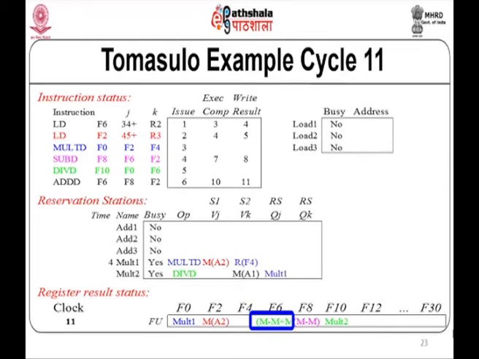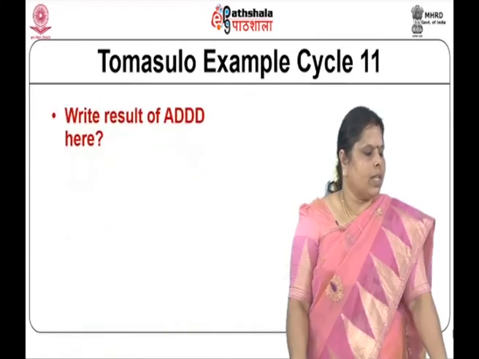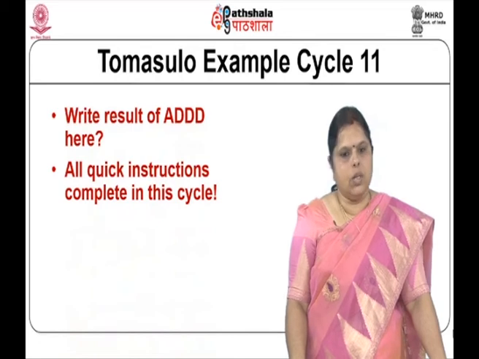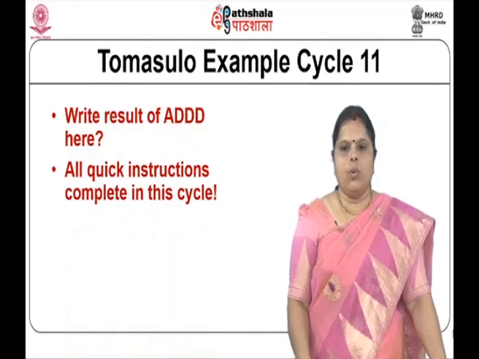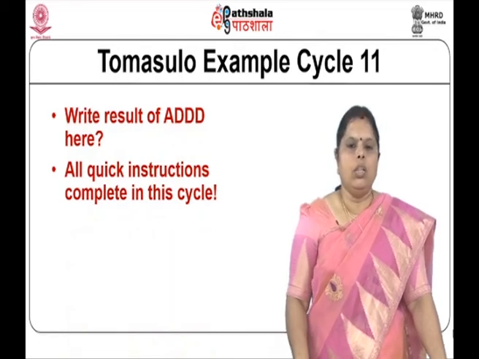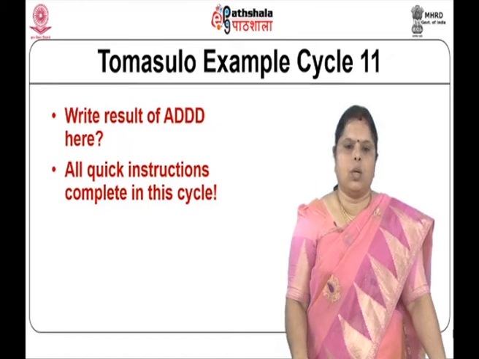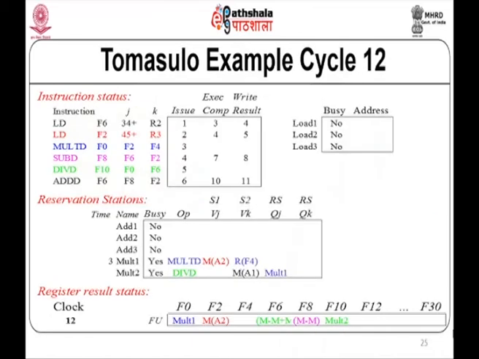The instructions that are still pending are the multiply instruction, because it is a long latency instruction, and of course, the divide instruction, which is again dependent on the multiply instruction. So, mul has 4 more clock cycles to go, and only when the mul instruction finishes can your divide instruction execute. So, that is the status that has been shown here. In clock cycle 11, you will have to write the result of add D, and all these short latency, quick instructions complete in this cycle.